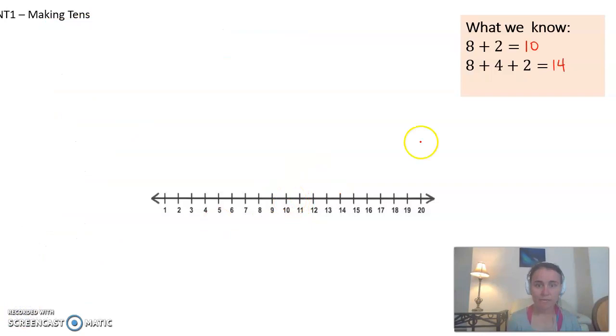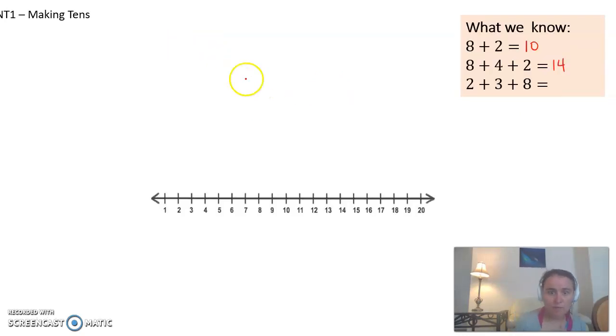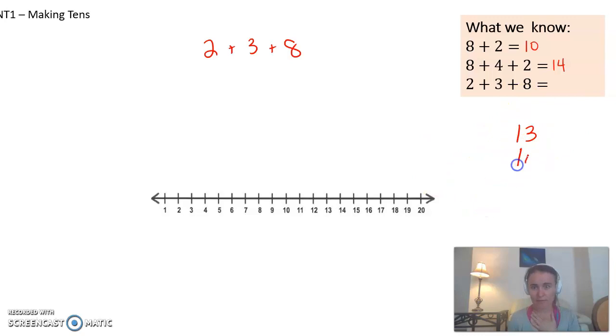So once I've emphasized that we can make this problem easier by making a 10 and then adding the other number, then I'm going to go on to the next problem and put it on the board. The next problem is 2 plus 3 plus 8. All right, put your thumb up when you have an answer. All right, how we gather answers. All right, let's say we have 13, we have 14. Okay. So now let's hear your strategies.